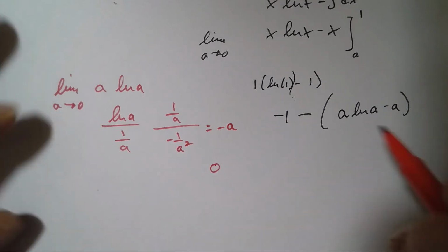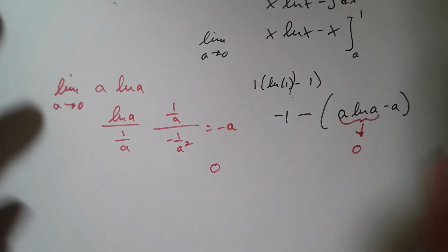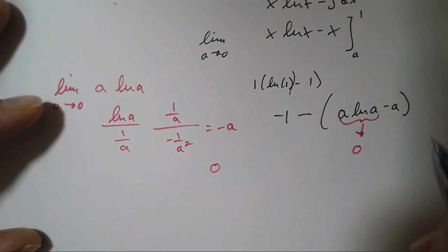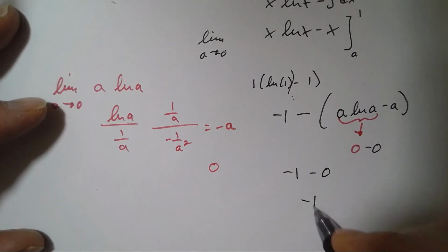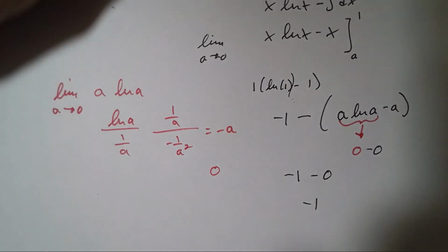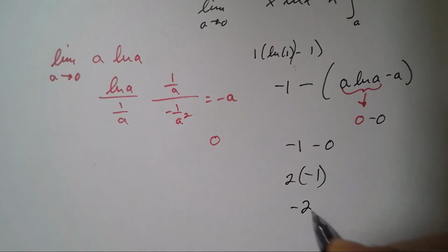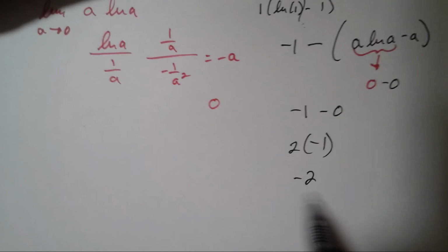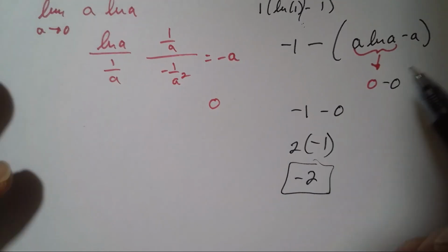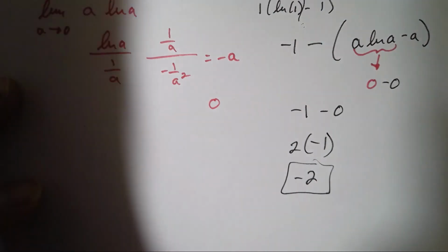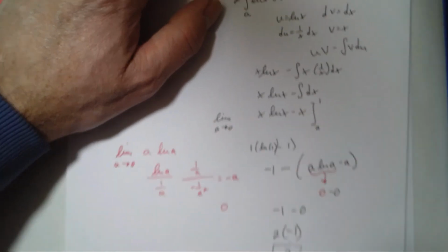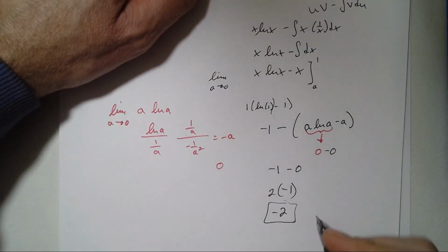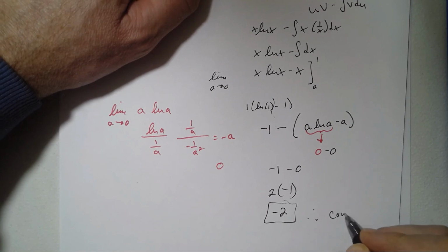So all of that gives you 0. And then minus a, which is 0. So -1 minus 0, we get -1. And then we still have that 2. So that's 2 times -1, so we get -2. So the outcome here, it's not as important, but just knowing that, well, it's not what they're asking. They're asking whether it converges or diverges, and since we get a finite answer, therefore it converges.